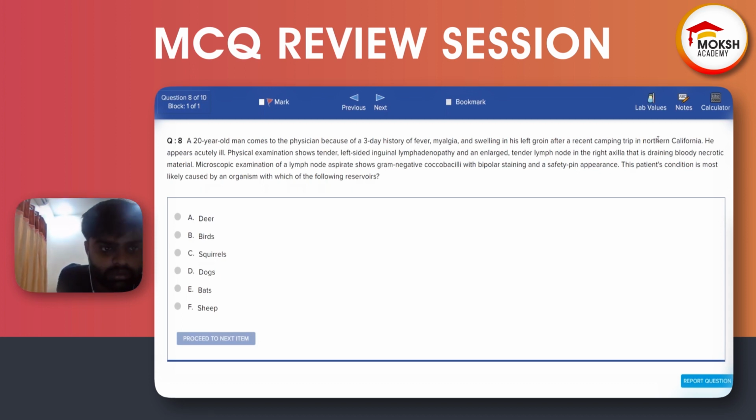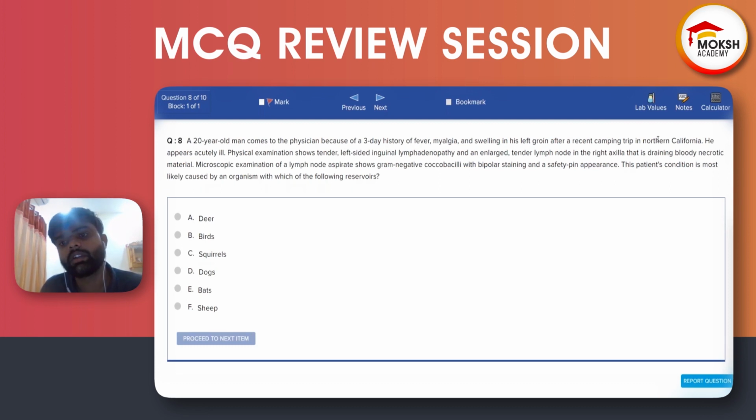He appears acutely ill. Physical examination shows tender left inguinal lymphadenopathy and an enlarged tender lymph node in the right axilla that are draining bloody necrotic material. Microscopic examination of lymph node aspirate shows gram-negative cocobacilli with bipolar staining. This patient's condition is most likely caused by an organism with which of the following reservoirs?